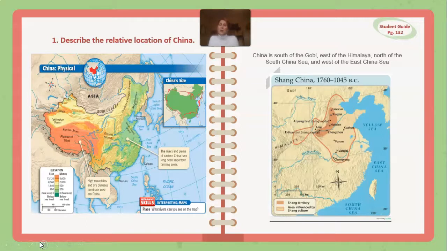China is south of the Gobi, east of the Himalaya, north of the South China Sea, and west of the East China Sea. Remember, relative location is giving the basic north, south, east, west, the basic cardinal directions to describe where a location is. Exact location would be using latitude and longitude. Relative location is using those cardinal directions.